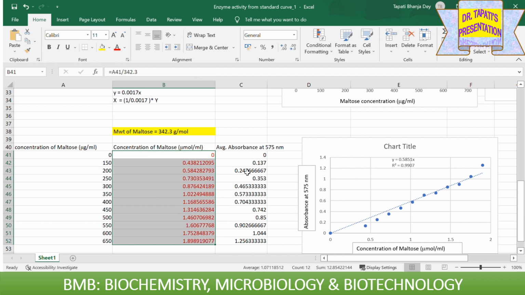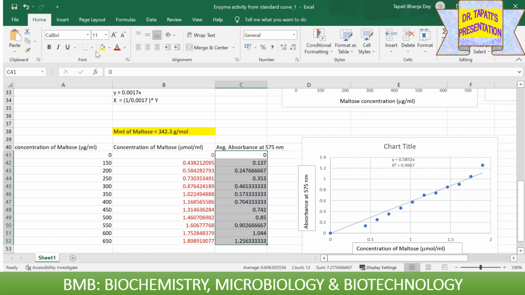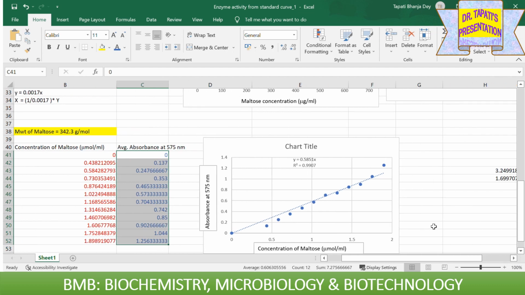Now if we plot maltose concentration in micromole per ml on the x-axis and average absorbance at 570 on the y-axis, then we will get this type of straight line. So again I am showing you how we can get this graph.